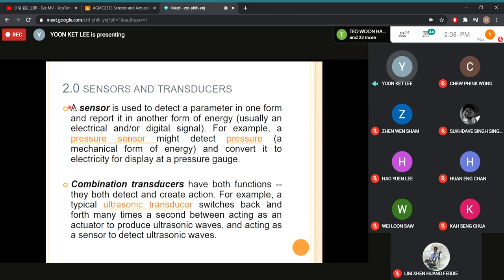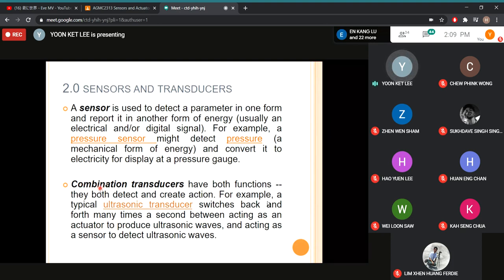So, for example, a sensor is used to detect a parameter in one form and report it in another form, usually an electrical or digital signal. For example, a pressure sensor might detect pressure, which is a mechanical form of energy, and convert it into electricity for display at a pressure gauge, or convert it for the PLC.